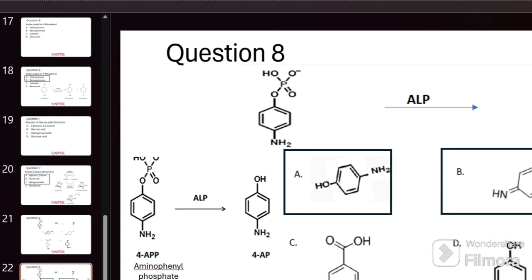So in presence of ALP, it forms aminophosphate, and then aminophosphate also undergoes some reaction and forms aminoquinone. So these are the two byproducts of this reaction. So basically, from aminophenyl phosphate, in presence of ALP, we find aminophosphate as well as aminoquinone.